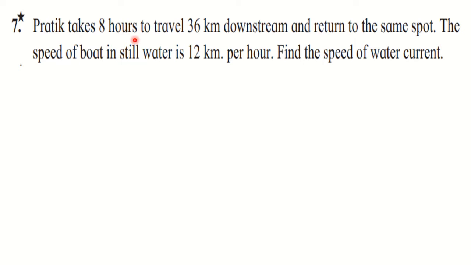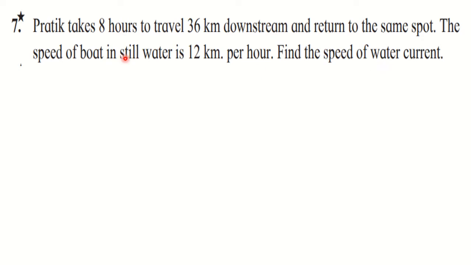Pratik takes 8 hours to travel 36 kilometers downstream and return to the same spot. The speed of boat in still water is 12 kilometers per hour. Find the speed of water current. So here whatever we want to find, that we are going to take as x. Speed of water current we are going to take as x.